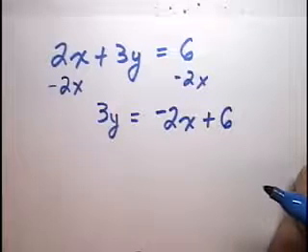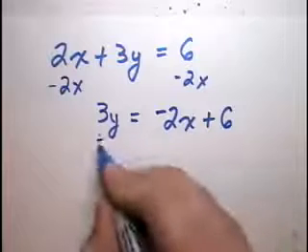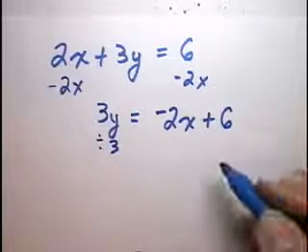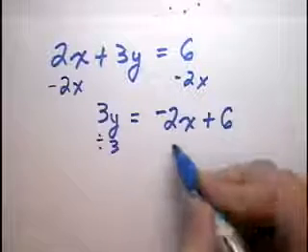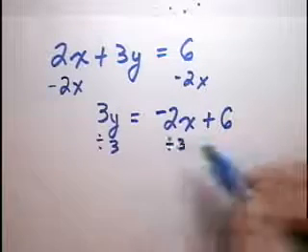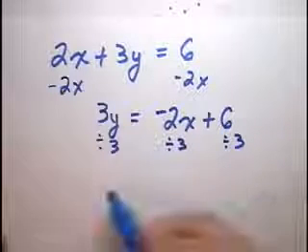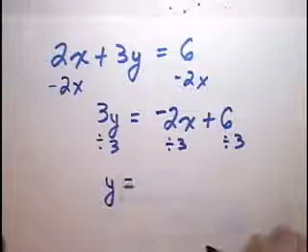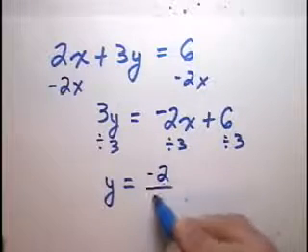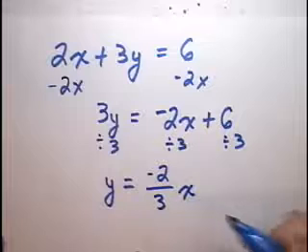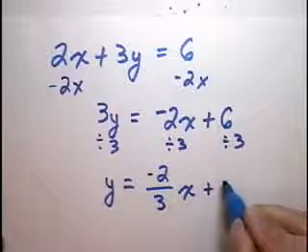Then I need to separate the 3 from the y. They're being multiplied, so I'm going to divide by 3. Coming over to the right side of my equation, I have to divide by 3, which means I'm going to divide both terms on this side by 3. So that leaves me with y equals negative 2 divided by 3. I can just leave as a fraction, negative 2/3 x. And then when I take 6 and divide it by 3, I'm left with a positive 2.